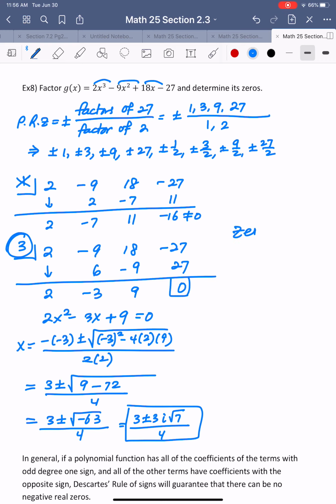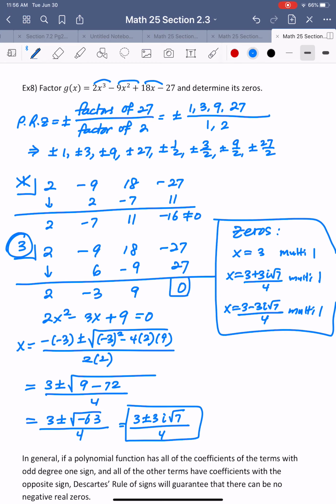So the zeros are x equal to 3, which is a multiplicity 1, and then x equal to 3 plus 3i radical 7 over 4, which is a multiplicity 1, and then x equal to 3 minus 3i radical 7 over 4, which is a multiplicity 1 too. Okay, so those are the zeros.